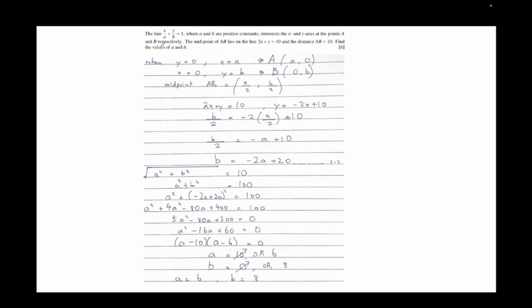Same principle over here for point B. If you're trying to find the y-axis intersect, the y-intercept is always when the x value is 0, isn't it?